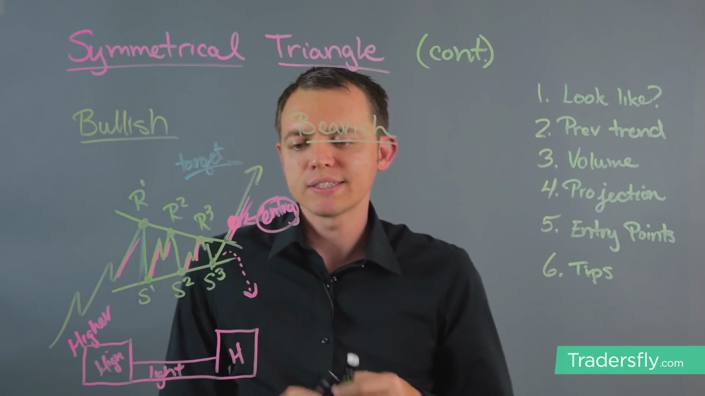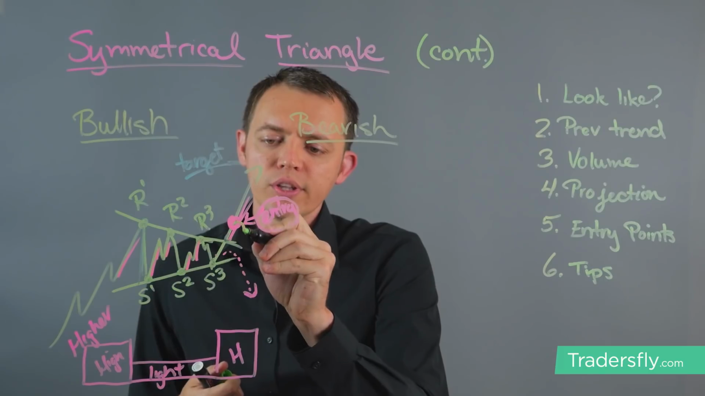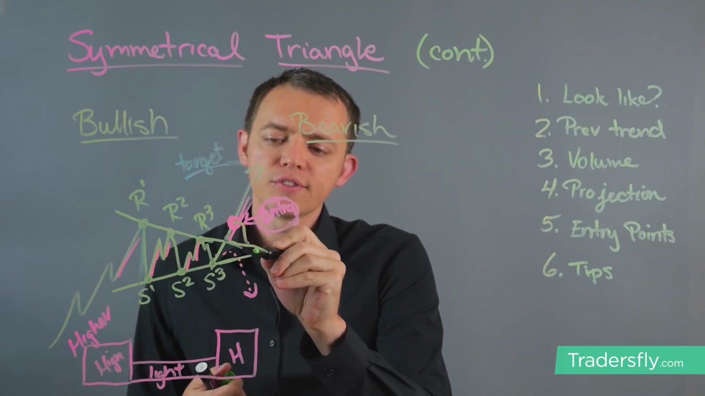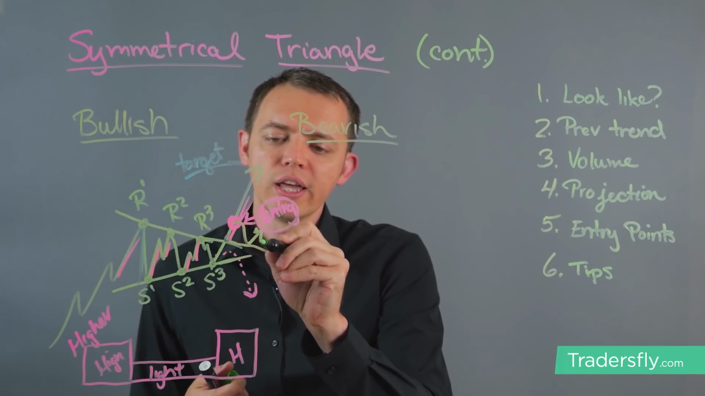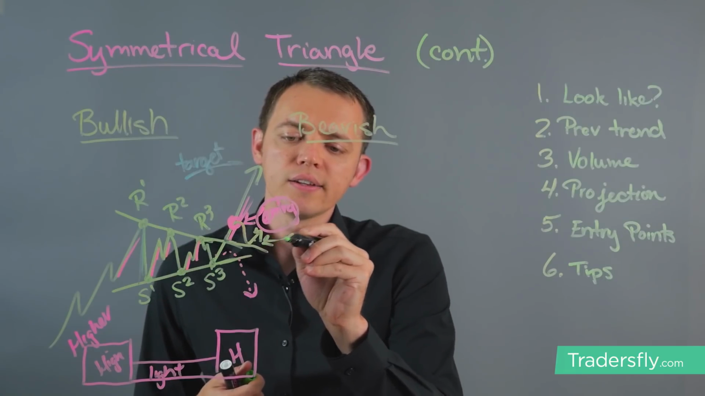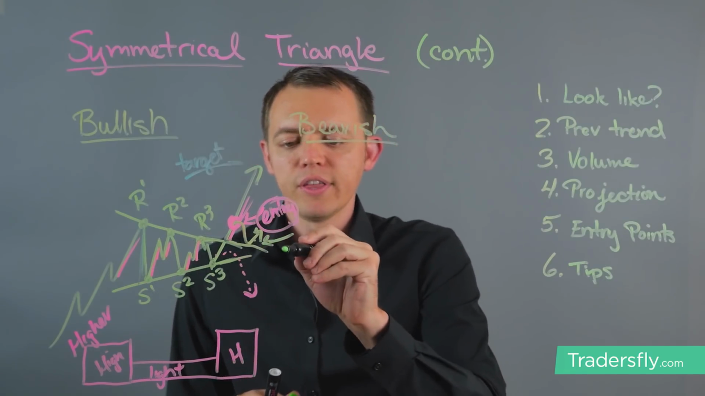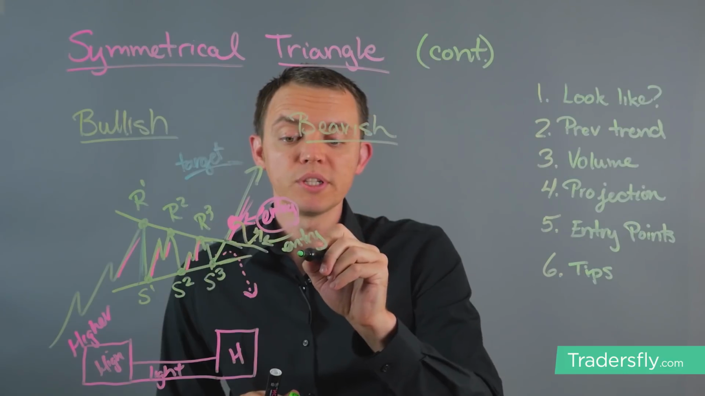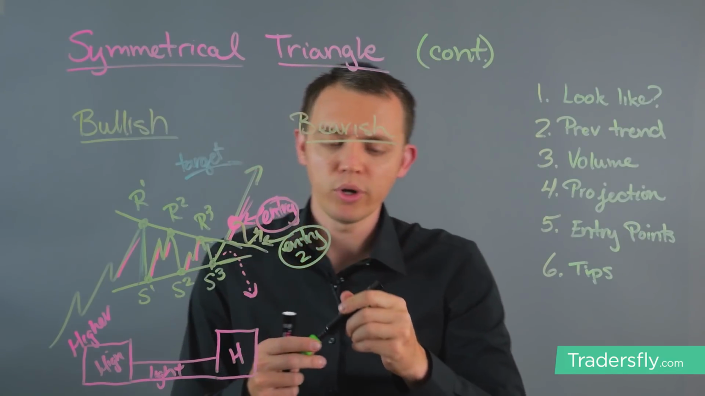Sometimes you'll also get slight pullbacks here where this will retest that triangle pattern, and then you could get in just on that retesting of that resistance level, which will be support. So that'll be entry point number 2.